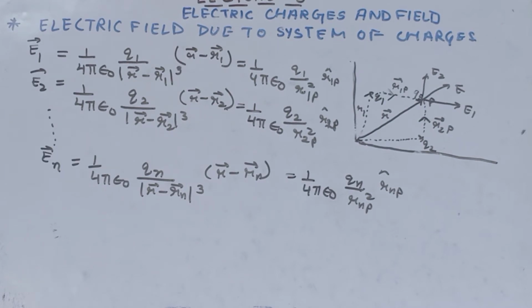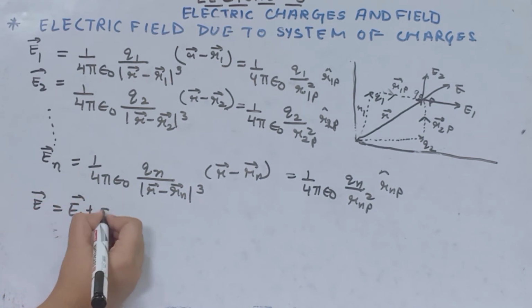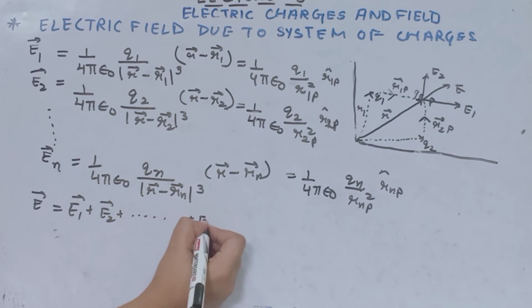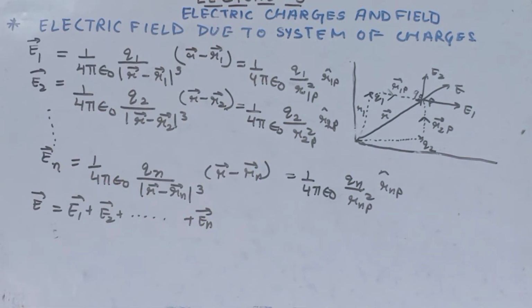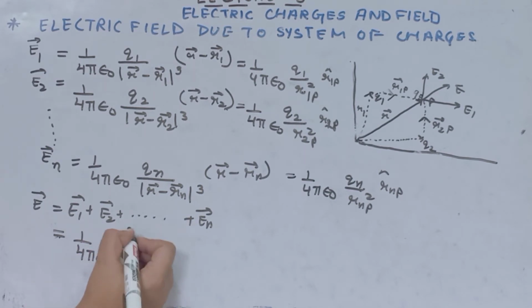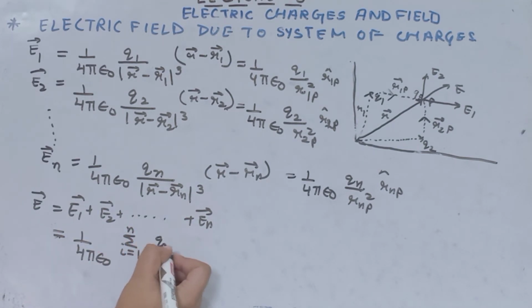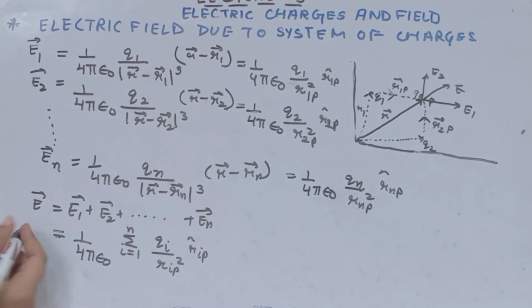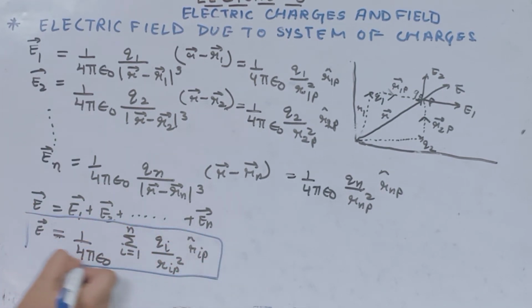Fine. Now, the total electric field due to n number of charges will be equal to E1 plus E2 up to so on to En. So we just have to add it and write it here. So I'll write it in the form of summation. So here we have 1 upon 4 pi epsilon naught summation over i is equal to 1 to n. That means here we have Qi upon RiP square into RiP cap. So this is the total electric field due to a system of point charges, that is when we have, say, n number of charges present in the system.